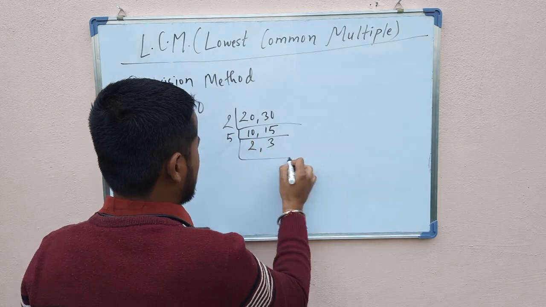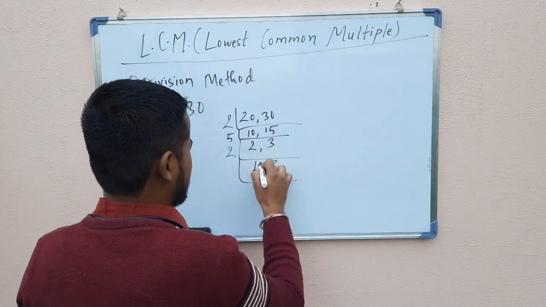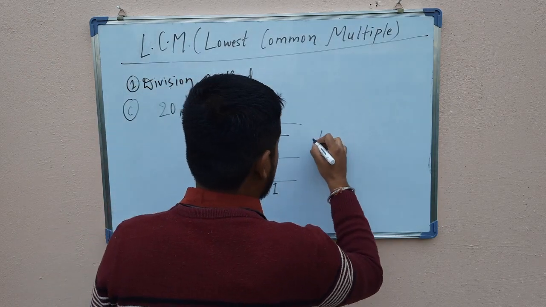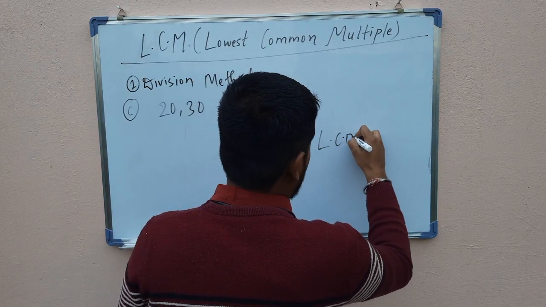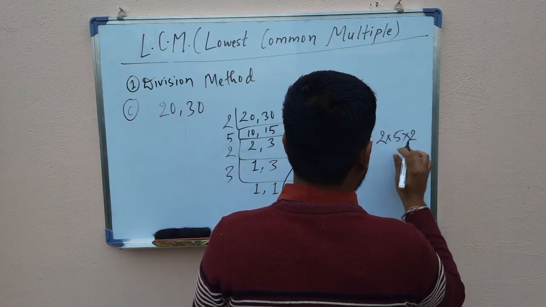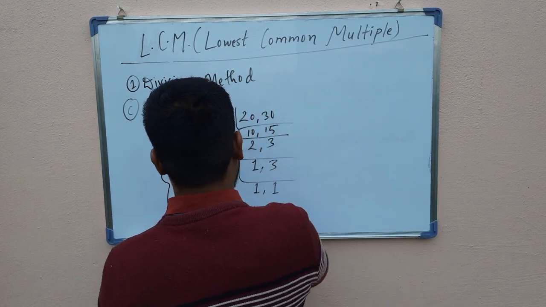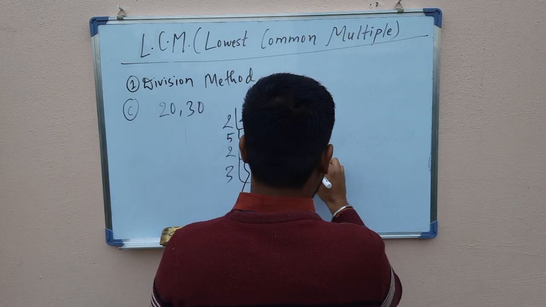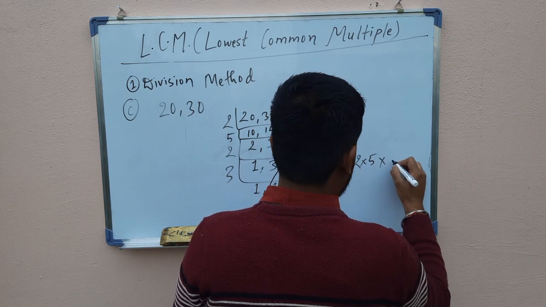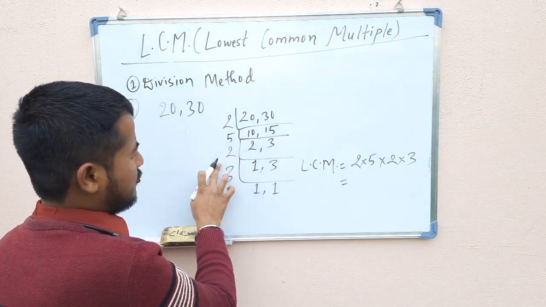Okay, now let's make it. 2 1s are 2. 2 will not divide 3, then write 3 itself, like that. Now 3 1s are 3. Now 1 1 came. Now find the LCM. LCM is equal to 2 multiply 5 multiply 2 multiply 3.